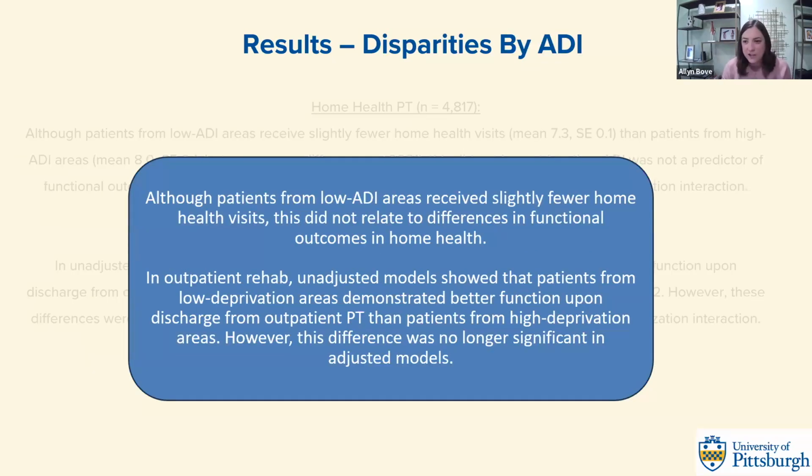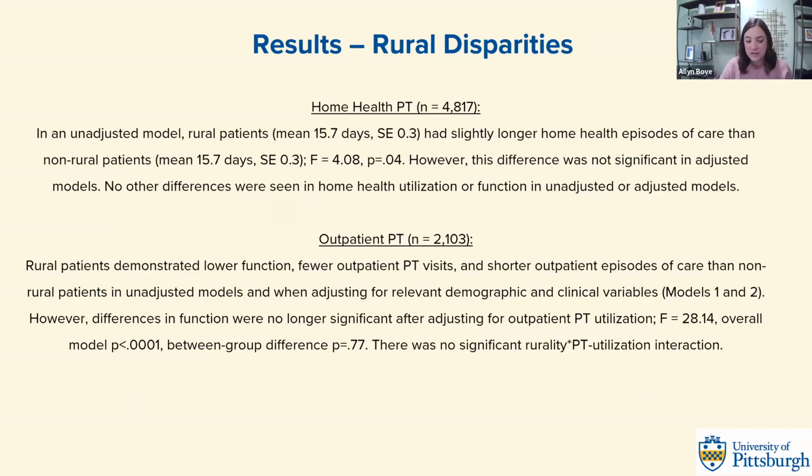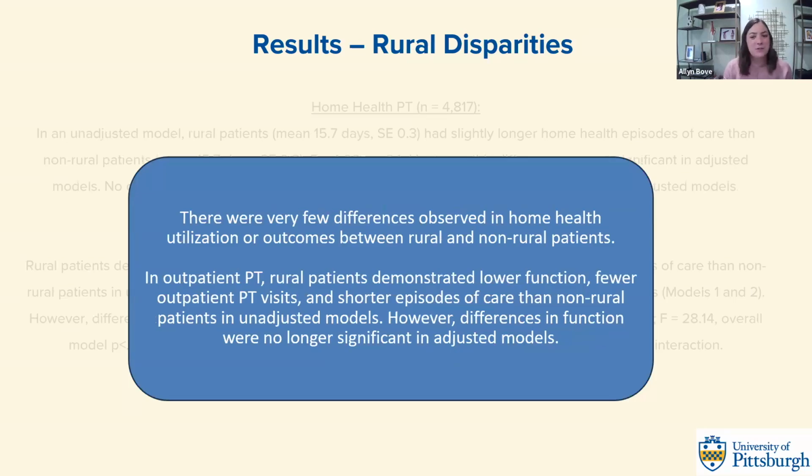When looking at area deprivation as a marker of socioeconomic status, our results were more mixed. There was not a clear relationship that emerged between rehab utilization and functional outcomes based on whether a person lived in a high deprivation or a low deprivation area. And then finally, we compared rural to non-rural patients, and we observed very few differences between them.